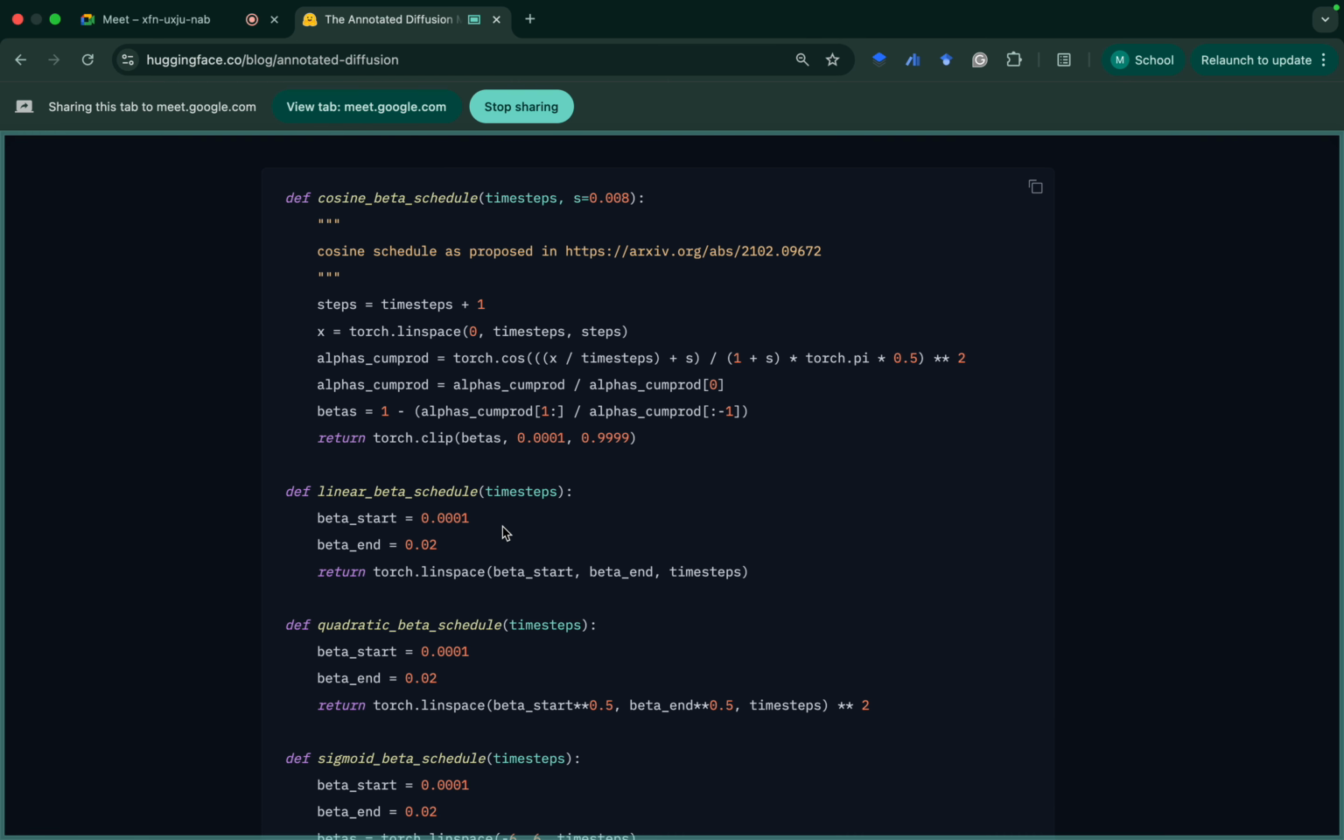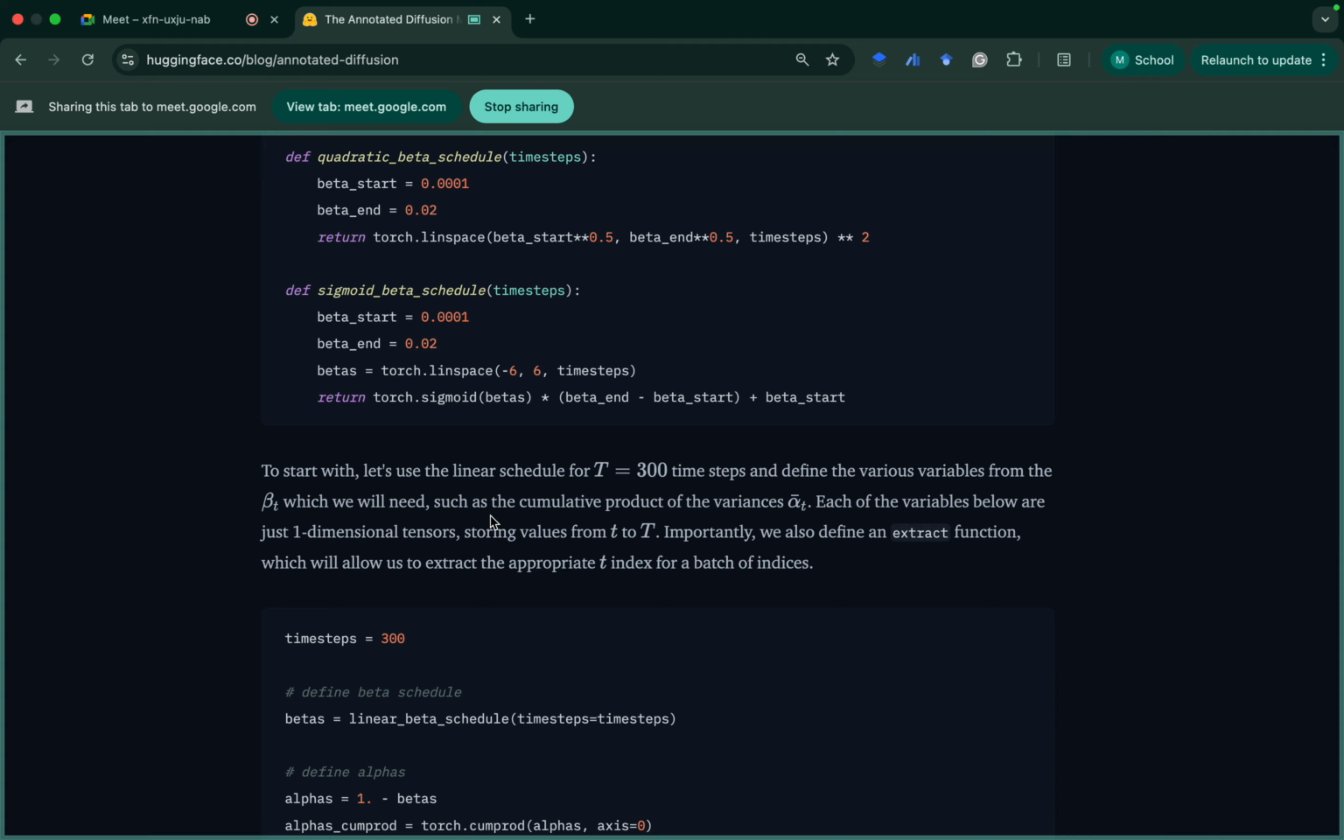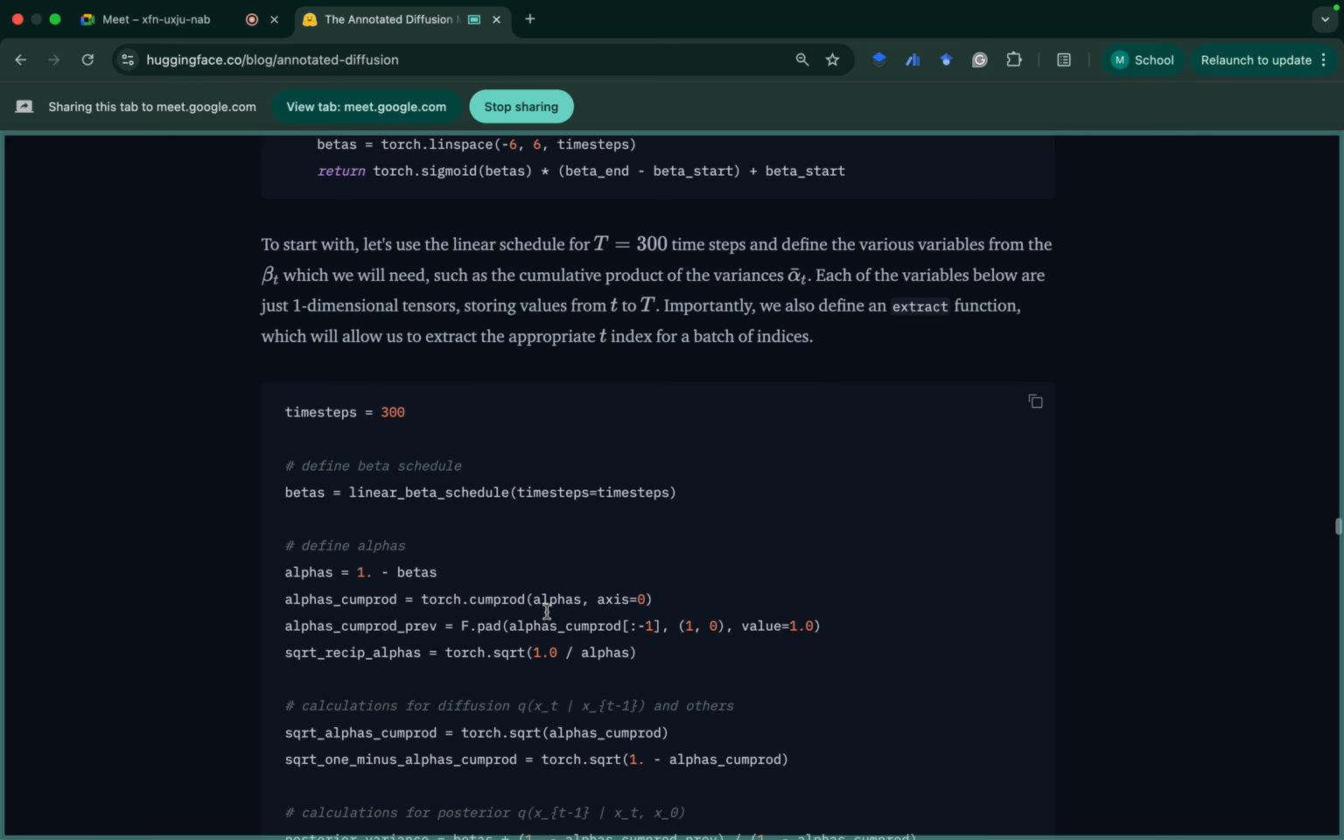So linear beta means it varies linearly between the two betas you define. So this is a linear beta schedule; there are also quadratic, sigmoid, and cosine schedules. This is your noise schedule, which defines the parameters of the Gaussian random variables in the denoising process. Here they define the number of time steps: they've set t as 300 and get the schedule. They use the linear beta schedule.